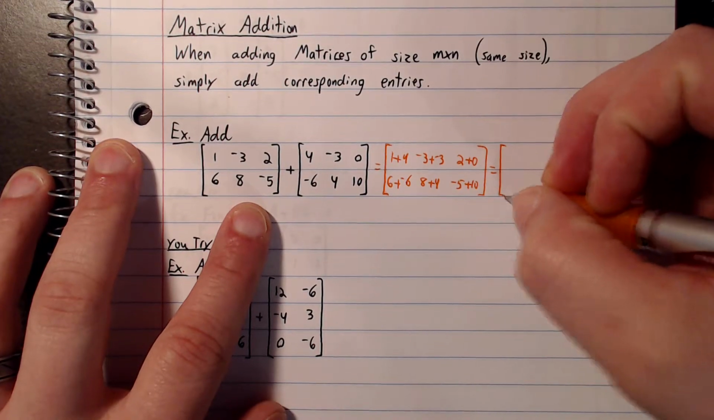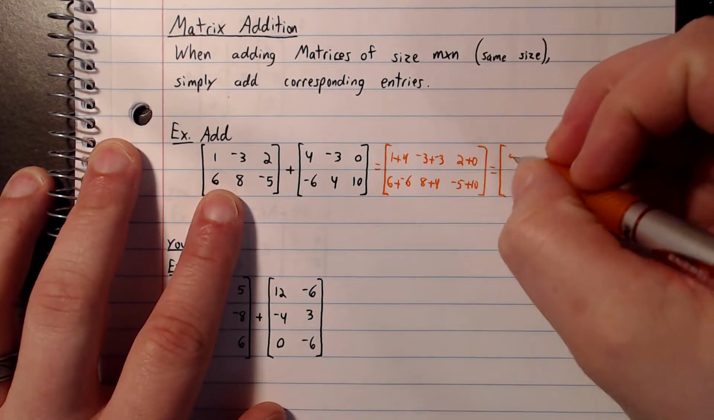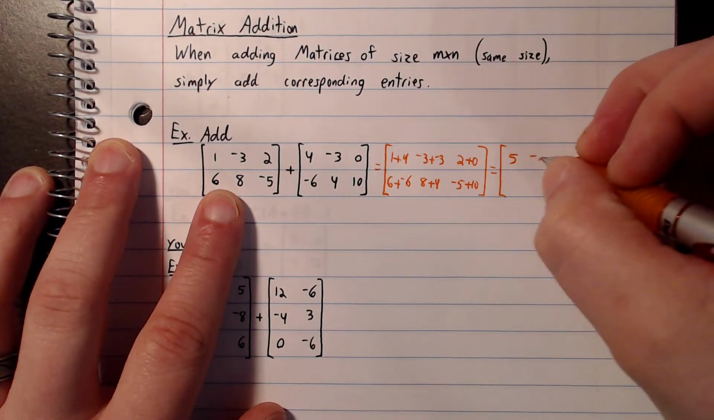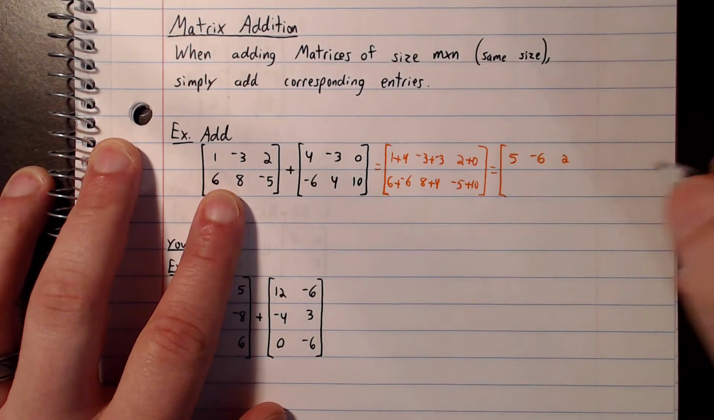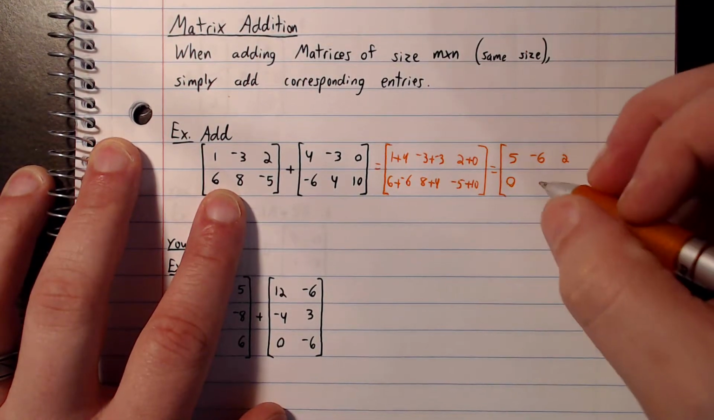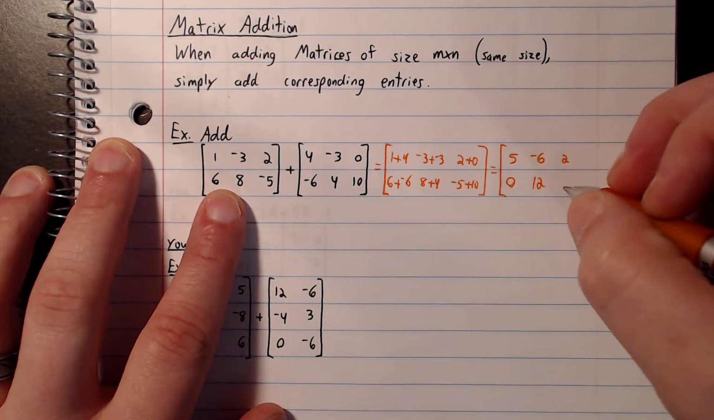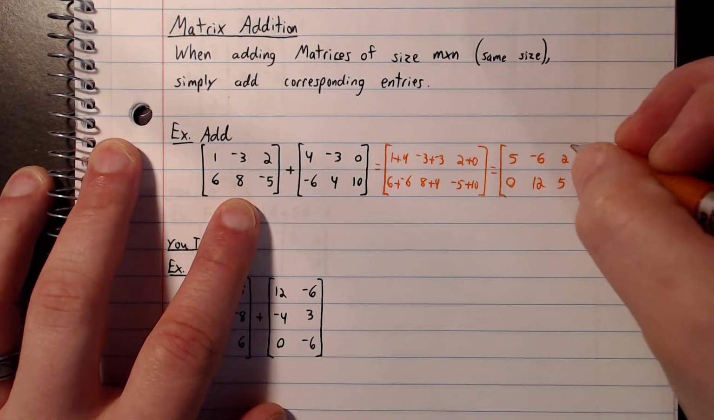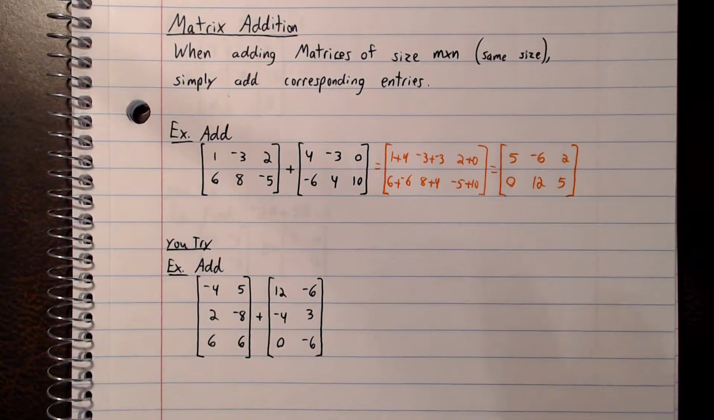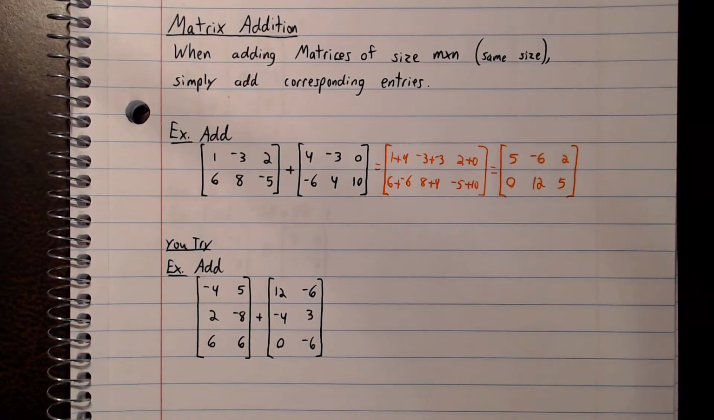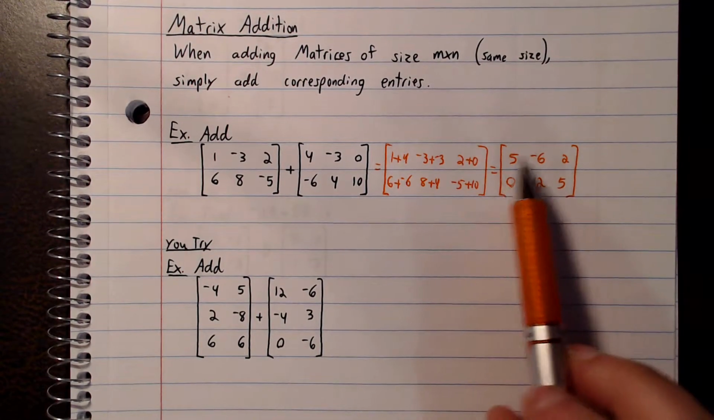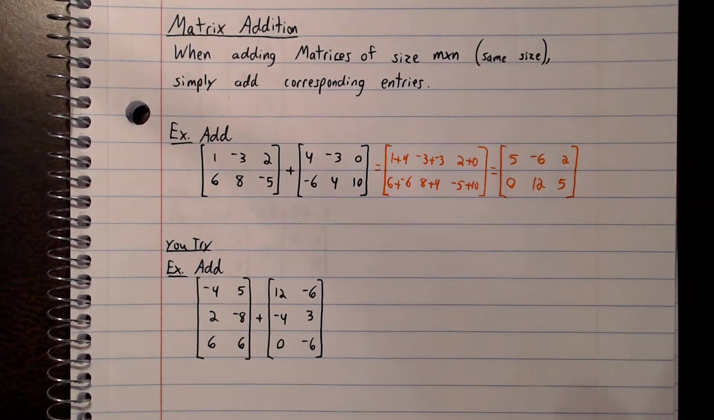And this is what we get for a solution. 5, -6, 2 on top, 0, 12, and 5. And notice, by the way, that it's still 2 by 3. That's matrix addition. It's really as simple as you can possibly make it.